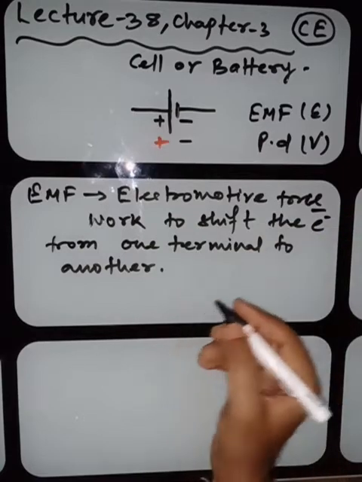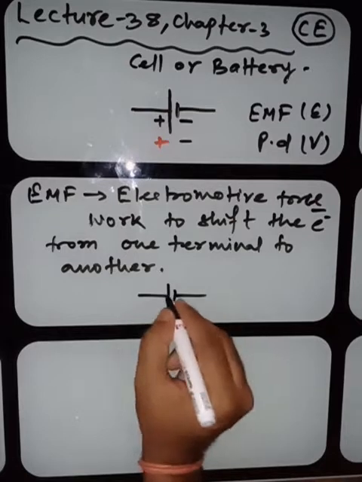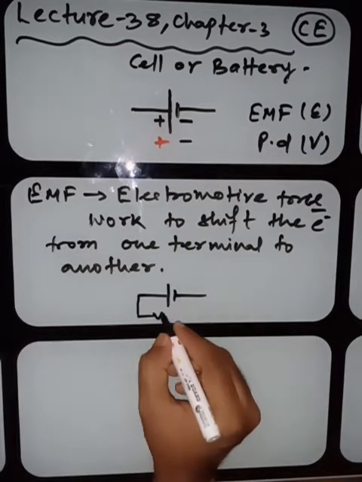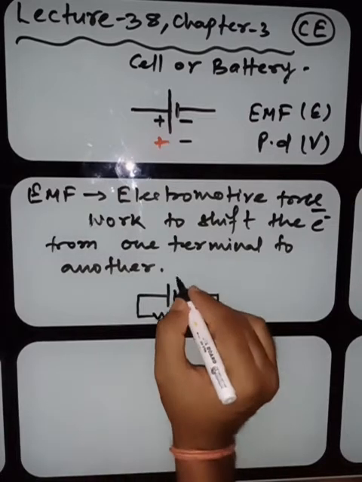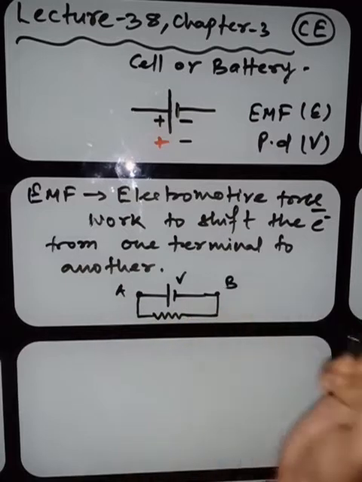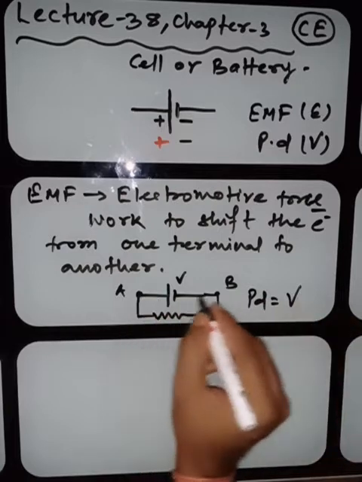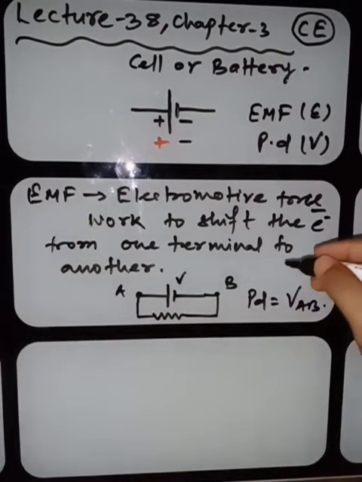Suppose you have a battery or cell connected with a load resistance, with the two terminals A and B. Then the potential difference between A and B is V, and we write the potential difference as VAB.